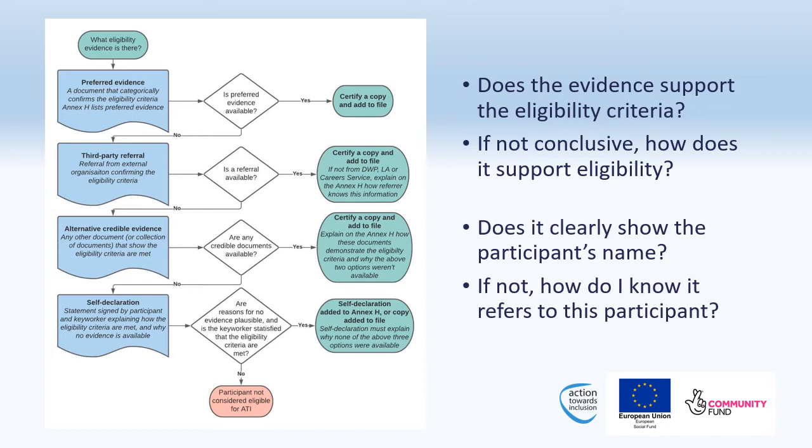Do also check that it's in the participant's current name. If not, how do you know that it's them and that this current name links to the other? An audit trail should be included for any name changes. This might be marriage certificates or deed poll, for example.